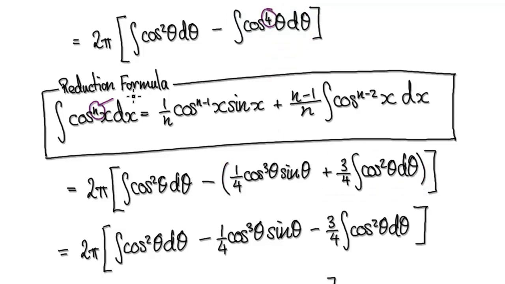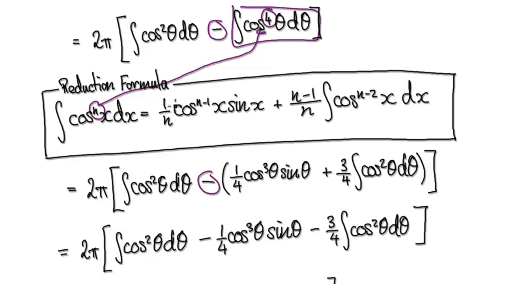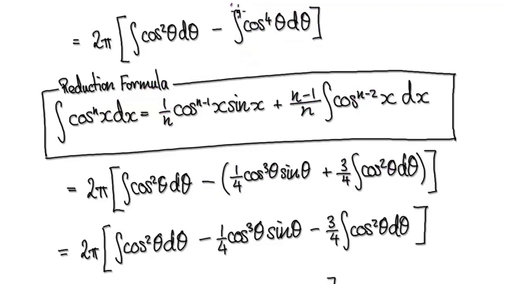So n here equals 4. Remember, this is our minus here, this is our minus here. So applying the reduction formula on this, remember n equals 4, it would be 1 over 4. 4 take away 1 would be 3, and then 4 take away 1 would be 3, over 4. And then 4 take away 2 would be 2. So applying the reduction formula on this will then take us to here.